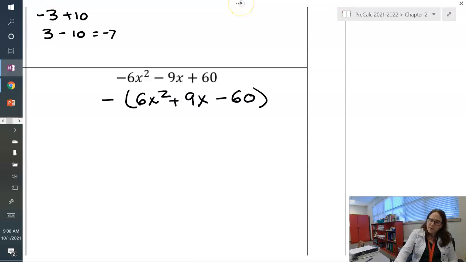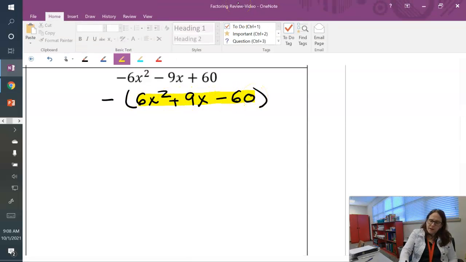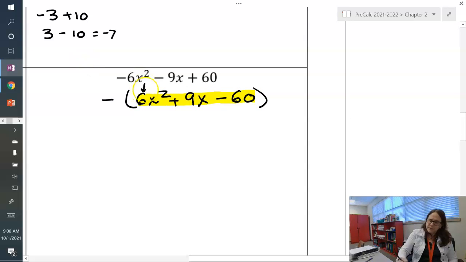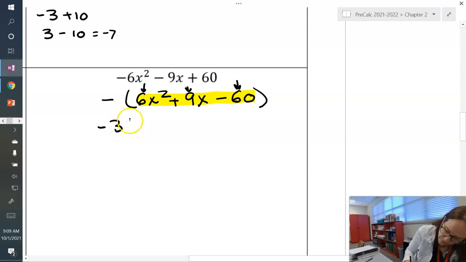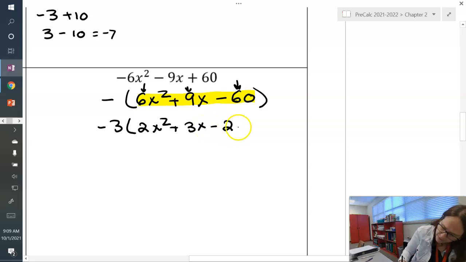And now we're going to focus on just what's inside the parentheses. Notice I have a 6 and a 9 and a 60. I can pull a 3 out of all of those. So anytime you can pull a GCF out, pull it out. It will make your life easier. So now I'm going to have a negative 3, 2x squared plus 3x minus 20.